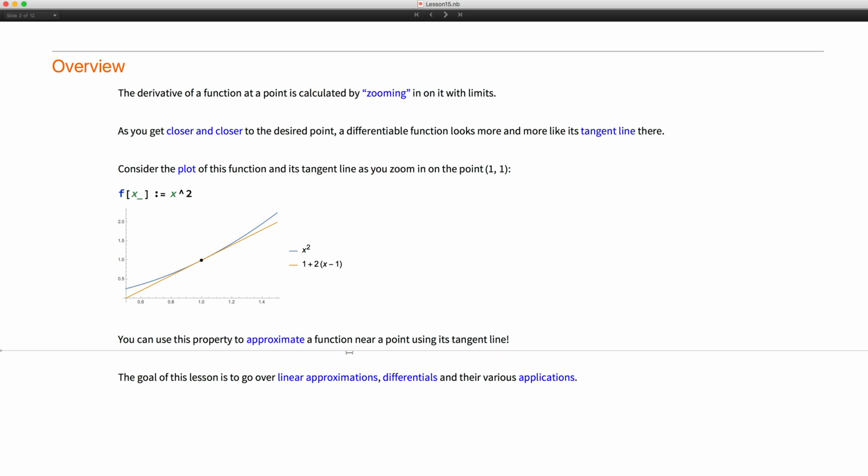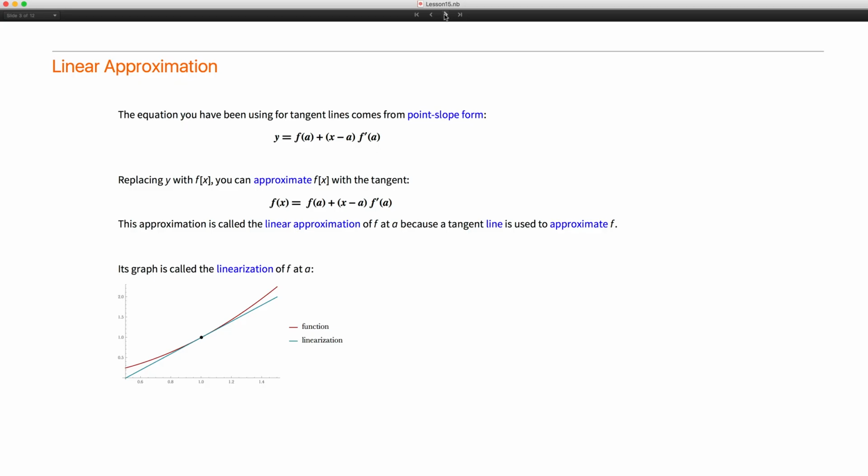So you can use this property to approximate a function near a point with its tangent line. And that's a dramatic simplification. After all, a curve is a rather complicated object, and a straight line is perhaps the simplest of geometrical objects. So if you can replace a function with its tangent line, that's great. And that's the topic of this lesson. Namely, we'd like to talk about linear approximations, but we'll also talk about so-called differentials and some of their applications. So let's begin with the topic of linear approximation.